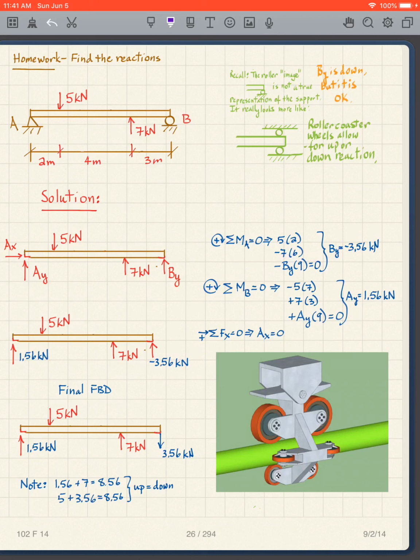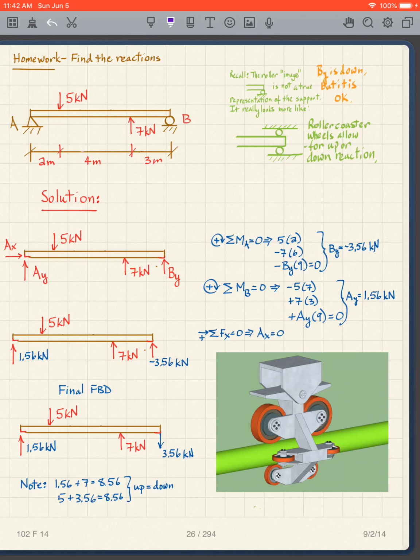So again, what do we see? Remember that the reactions are what the supports put on the beam. In this particular case, what we're showing is point B is pulling the beam downward. And you might say, well, it can't do that because it's going to lift off. But remember, this is just a schematic.